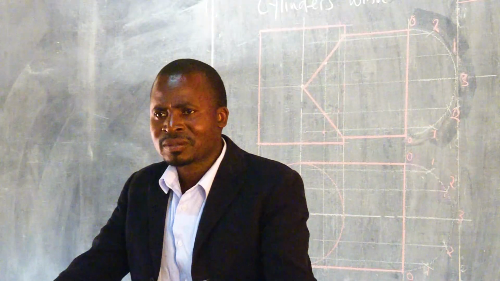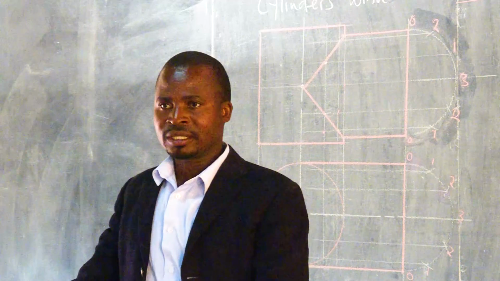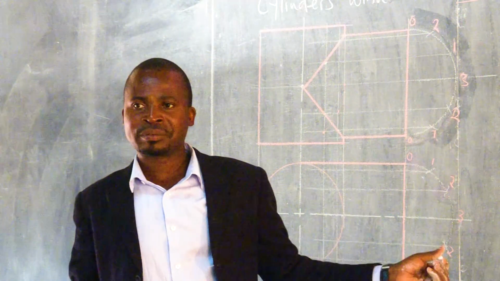Sir, since we use interpenetration to draw the plan of a T-junction, is it possible to use the same interpenetration to draw the plan of a cross junction? Yes. Where they are crossing, you still need the same.